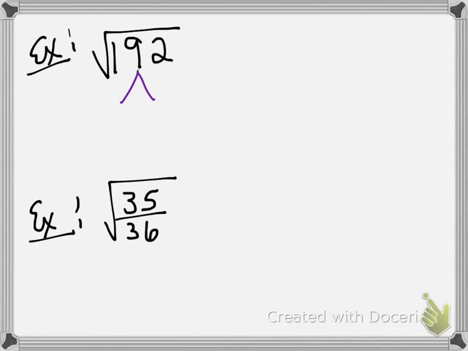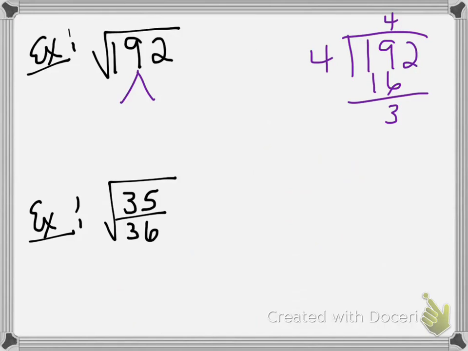Does 4 go in 192? If I take 192 and I divide it by 4, 4 times 4 is 16. 19 minus 16 is 3. Bring down the 2, that's 32. 4 goes into 32 8 times, so yes indeed, 4 and 48 multiply to give 192. And I know that 4 is a perfect square because its square root is 2.